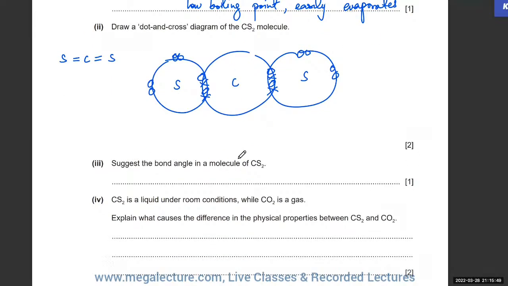Suggest the bond angle in a CS2 molecule. So what is the bond angle over here? What happens when you just have 2 bonds? What's the angle? Sidra, Oswa? You just have 2 pairs of bonds. So what is the angle? That is 180 degrees. Yes, it's linear. Just a quick revision. 2 bonds, that's 180 degrees.